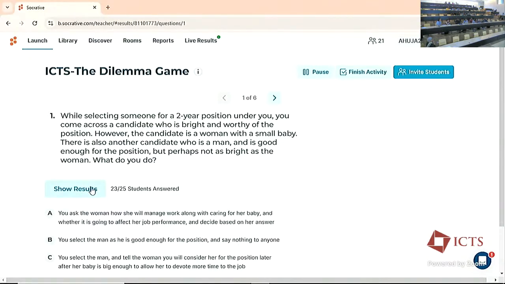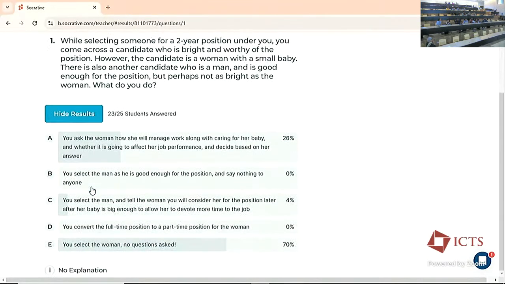Okay, so let's see the results. E, you select the woman, no questions asked. And then A, you ask the woman how she will manage work along with caring for her baby and whether it is going to affect her job performance, and decide based on her answer. Nobody chose B and D, so nobody will select the man. Oh no, C, okay, 4%. All right, does any one of you who voted for A would like to tell your views to everyone?